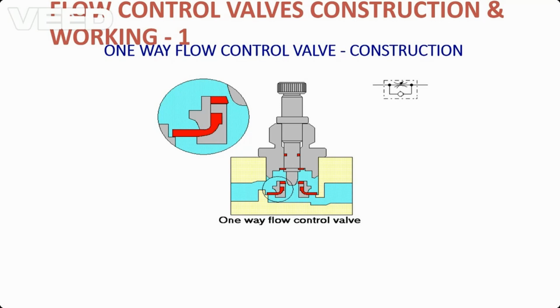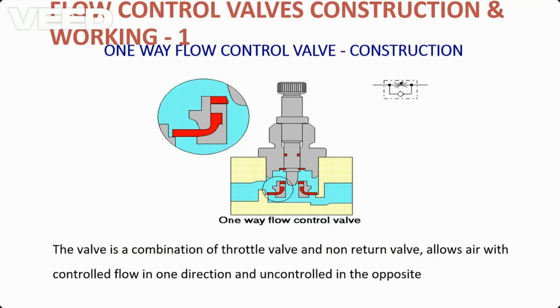So now comes the question, where will we be using these valves? These valves are used in between the direction control valves and the cylinders, to control the flow of air that is going into the cylinder. In that, the first valve we have is the one-way flow control valve.